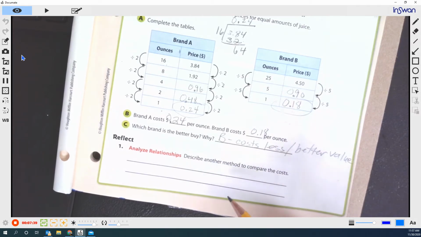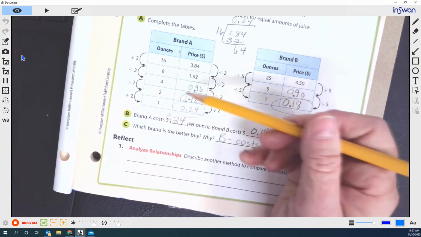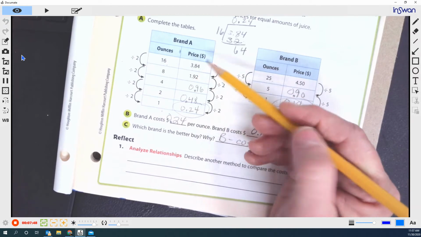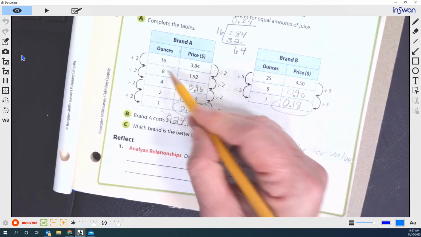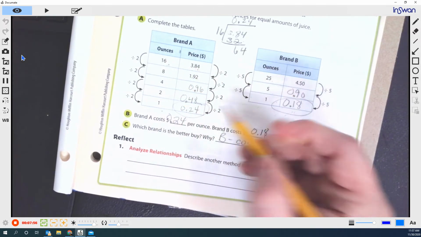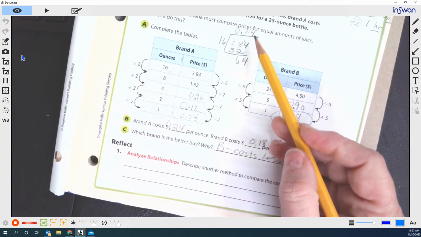Now, another method, instead of dividing both sides by the same value going down, you could also find the unit rate, like how much one would cost, just one bottle or 1 ounce. You would take the price divided by the number of ounces, and like we did here, that way you would find that there's 24 cents for 1 ounce.